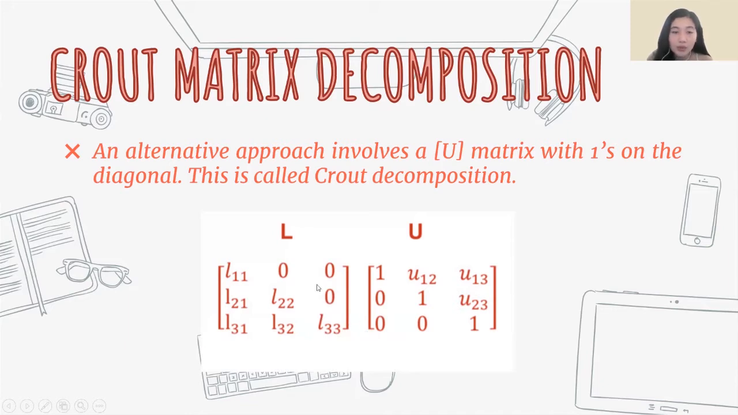But as for our Kraut matrix decomposition, you can see here that for our L, from the diagonal going to the lowest point of our matrix, we are going to look for its values, and as for our U matrix, we have ones on the diagonal and the upper triangular will be the values to be sought.